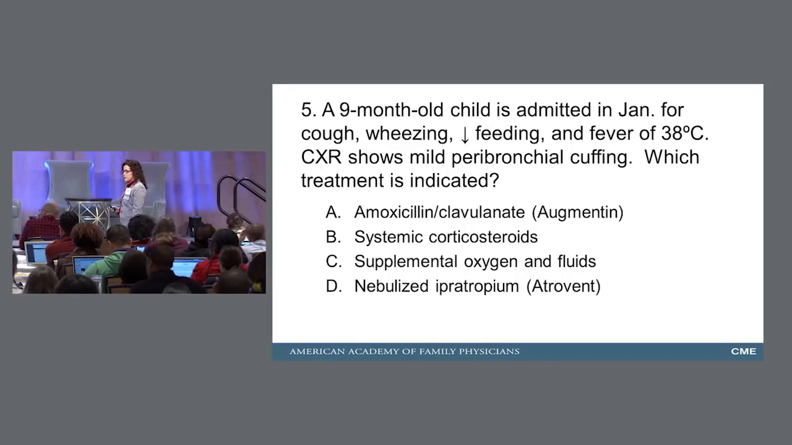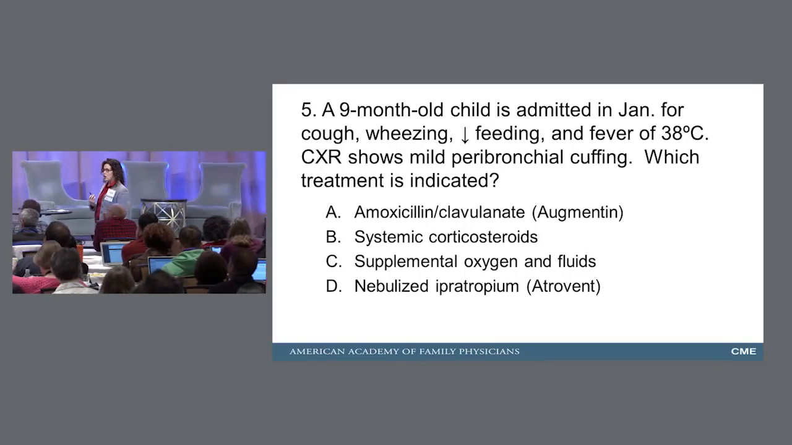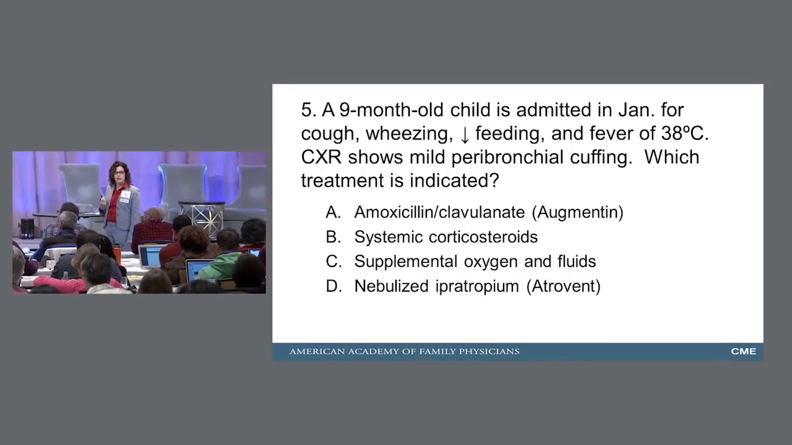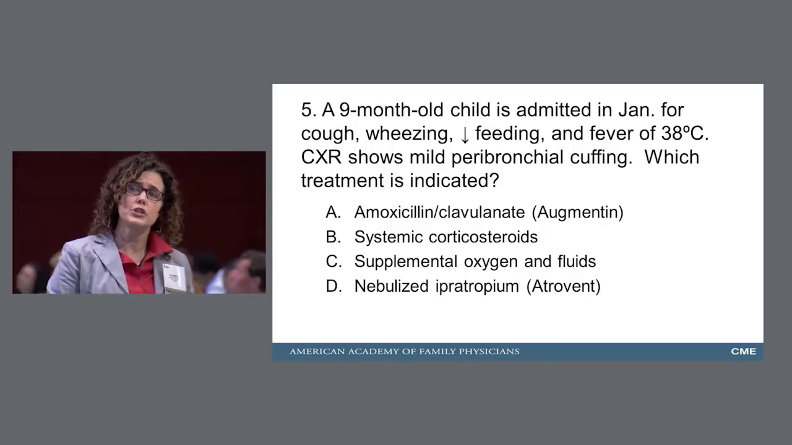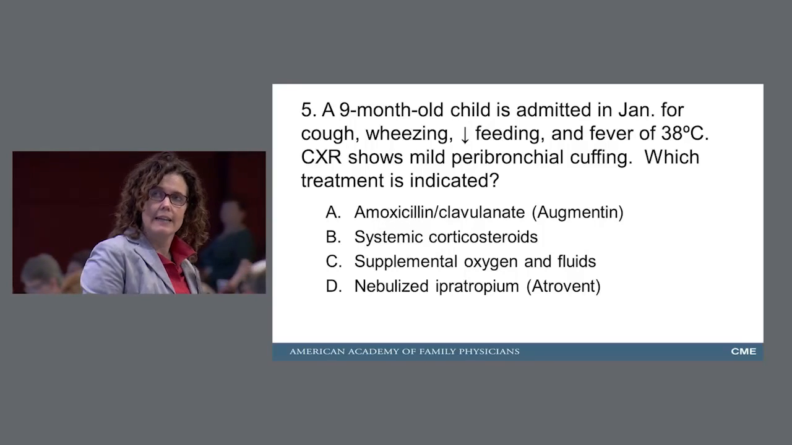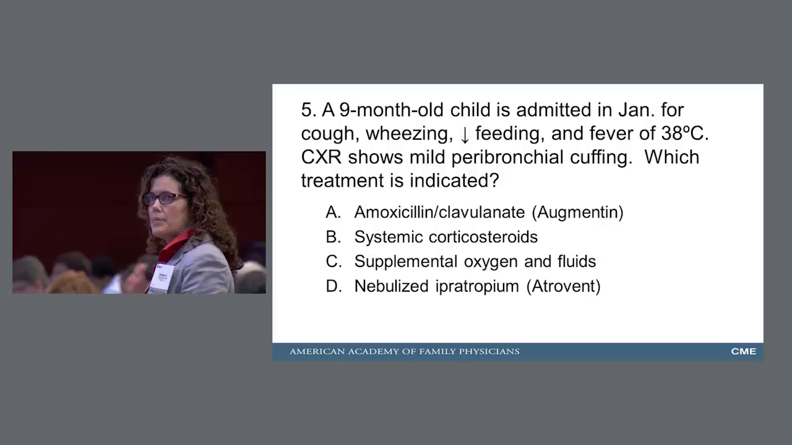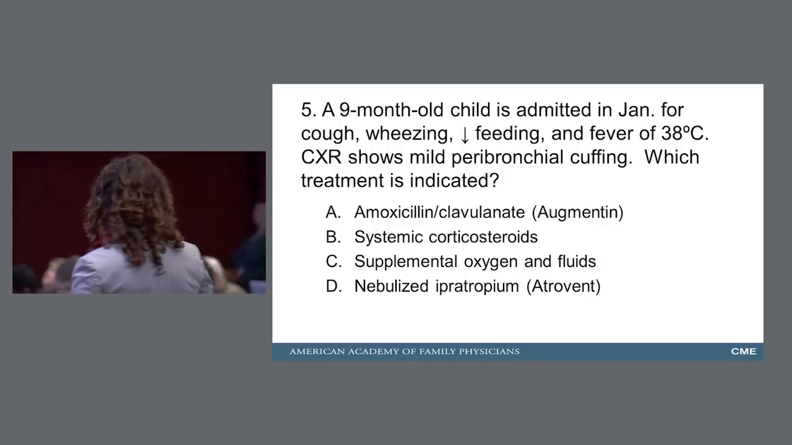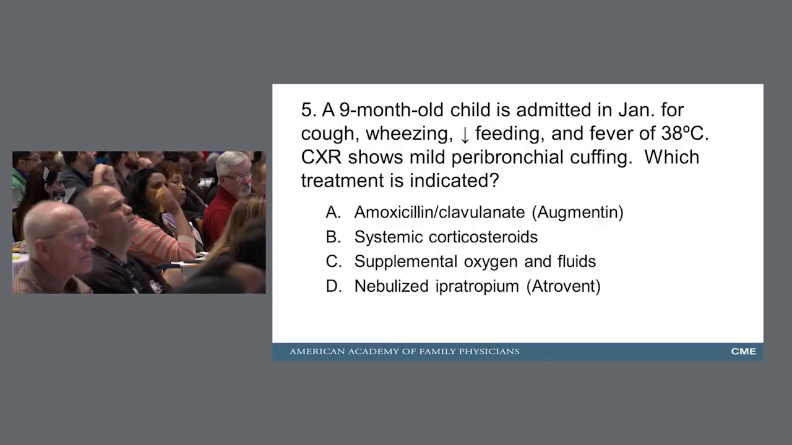All right, the other bane of our existence. A 9-month-old child admitted in January for a cough, wheezing, decreased feeding, and a fever of 38 degrees Celsius. Chest x-ray shows mild peribronchial cuffing. Which treatment is indicated? A, amoxicillin clavulanate. B, systemic corticosteroids. C, supplemental oxygen and fluids. Or D, nebulized ipratropium.